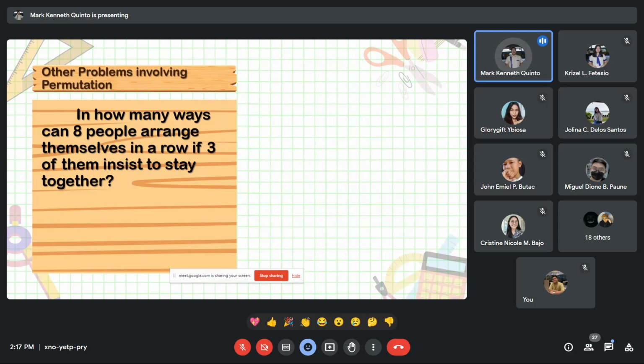Now, in how many ways can 8 people arrange themselves in a row if 3 of them insist to stay together? So like what Mr. Domingo said earlier, as you can see, we have here the words in a row. Therefore, this is an example of permutation. But if you analyze the problem, there's actually 8 people and they have to arrange themselves in a row. But 3 of them is insisting na dapat sila yung laging magkakatabi.